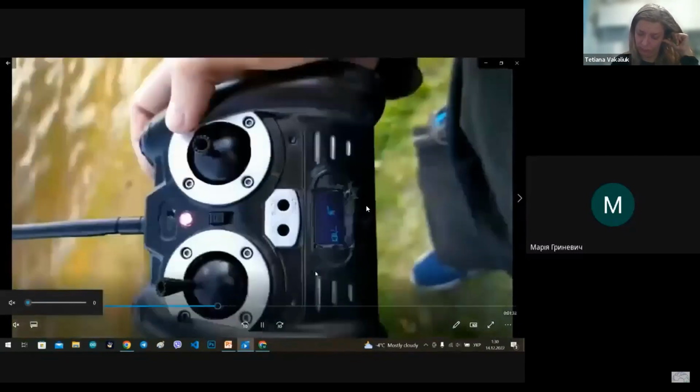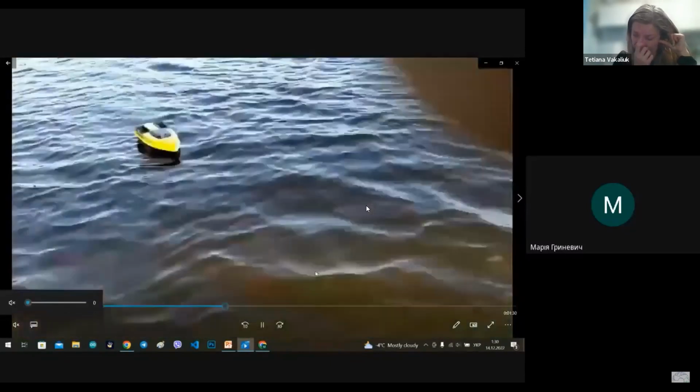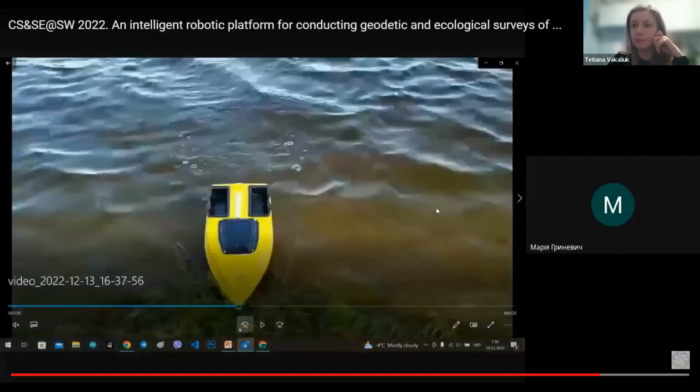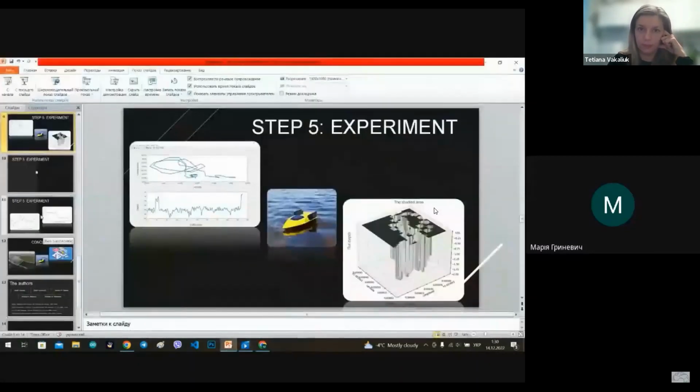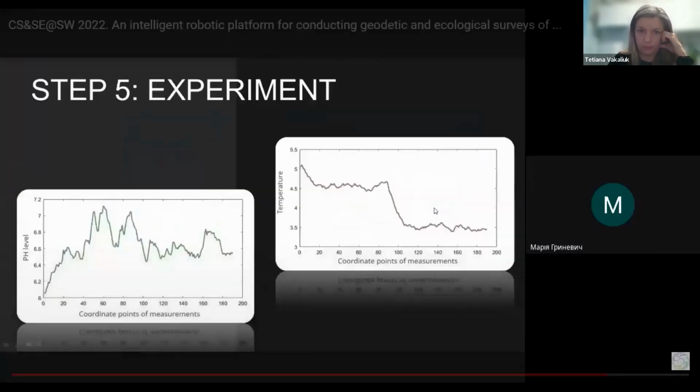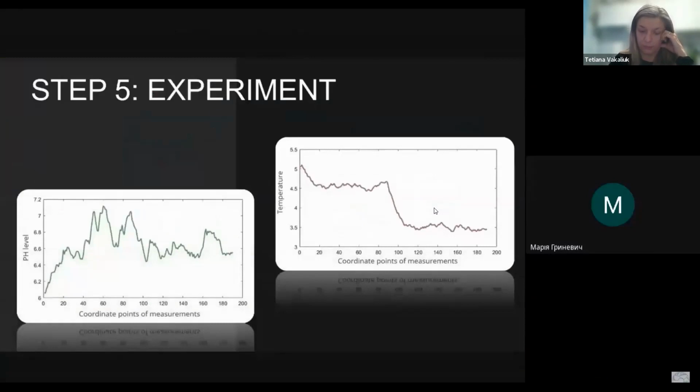And here you can see a control panel. According to the readings of the temperature and acidity sensor at each determined point of the robotic platform route, graphs of changes in these values were built. And here you can see these graphs.